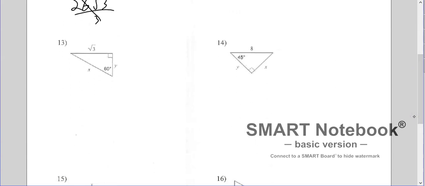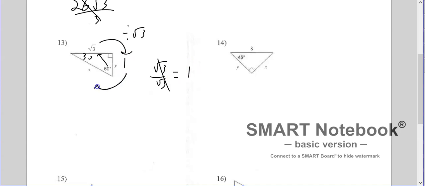Okay, 13. So what do we have? Here's 30, 60. So that's the long side. We want to go to the short leg. So we're going to divide by radical 3. Well, that one's pretty easy because radical 3 divided by radical 3, anything divided by itself, we can't just say canceled because then there's nothing there. Anything divided by itself equals 1. So that's 1. And then quite simply, here you double it. So 1 times 2 is 2.